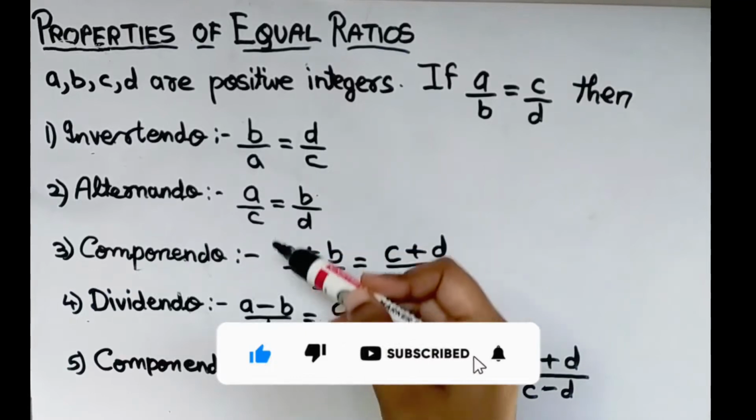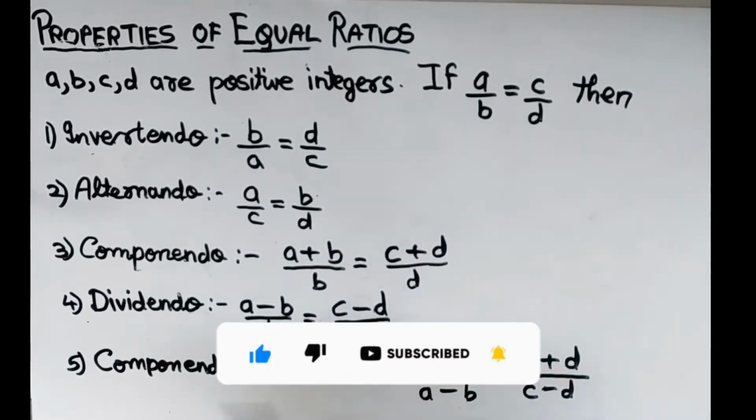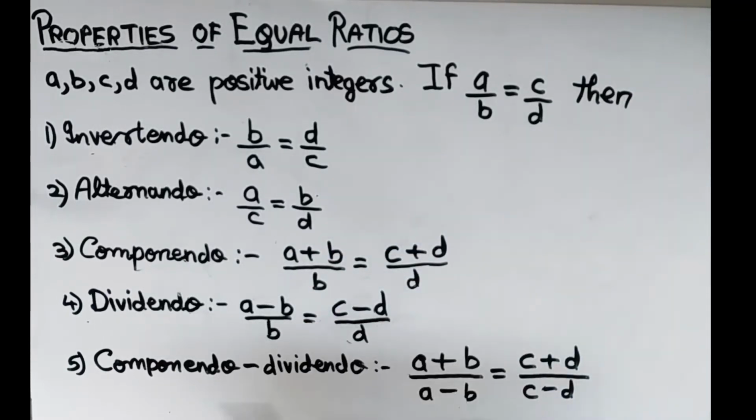I have explained all the 5 properties. I have given the link of that video in the description and the I button, in which I explained all these properties in detail. You can check it out. Now we will use these properties for solving examples.